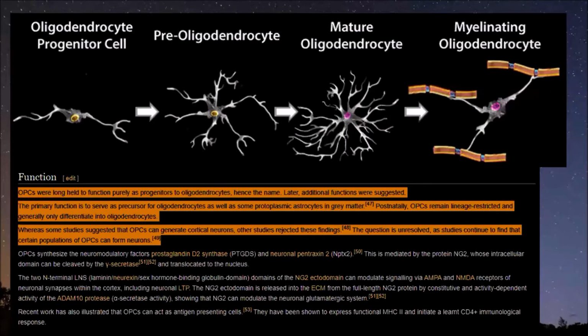Okay, some other things that come out of Wikipedia. This is just showing the maturation. The OPCs were long held to function purely as progenitors to the oligodendrocytes, hence the name. Now they think they have other functions. So the precursors... Some studies suggest that they can become cortical neurons, but other people reject that. And they do some chemical work as well.